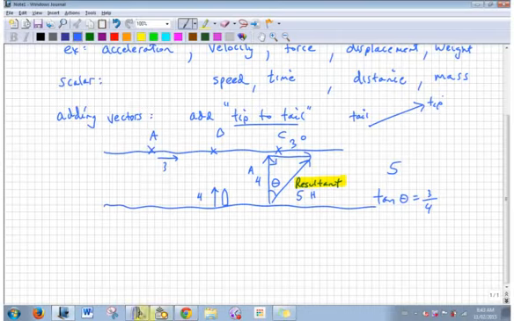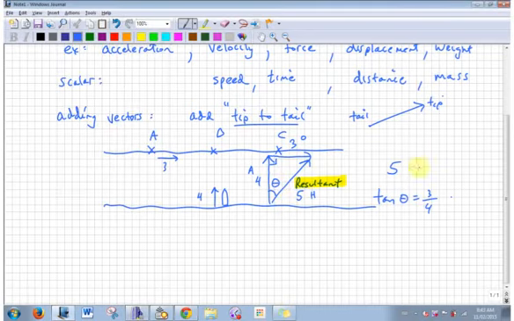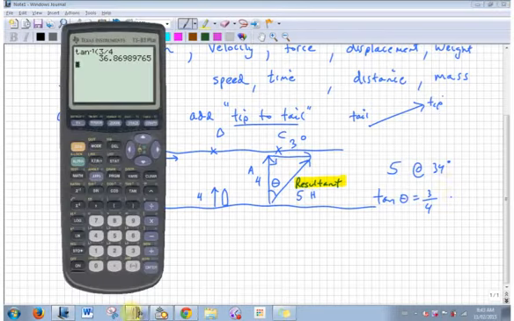Anyway, I was going to do that. Inverse tangent of 3 divided by 4 is 37 degrees, nearest degree. Does it look reasonable? Sure. Okay? So 5, whatever units that is, at 37 degrees, but which way? According to this picture, thank you, 37.